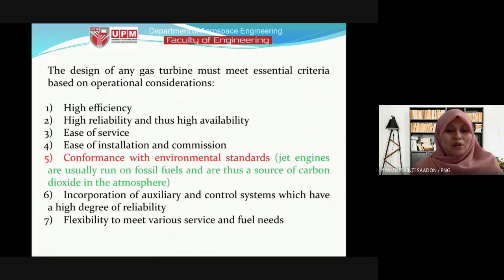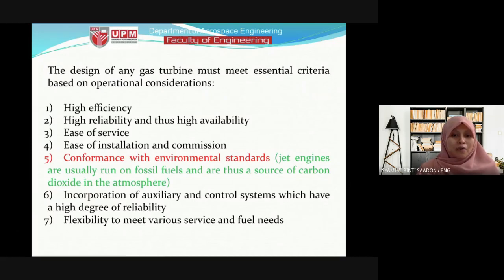Okay, so high reliability and thus high availability. Ease of service, normal ease of installation and commissioning. And then conformance with environmental standards. This criterion, number 5, becomes more and more important and is the main concern of aircraft design engineers nowadays.